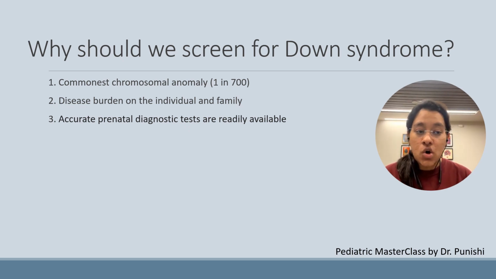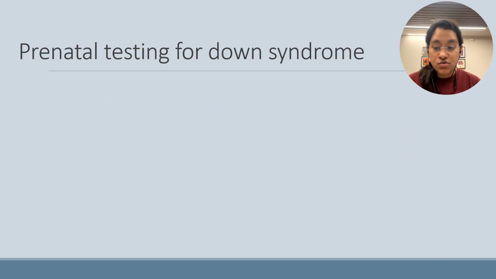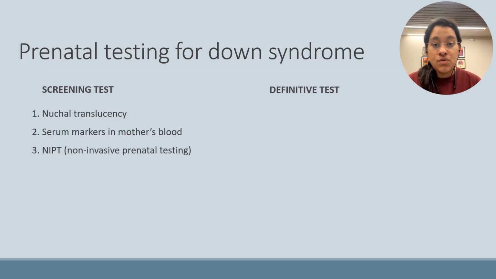So now if we stress on the prenatal testing for Down syndrome, we have two types of tests available. One is the screening test and one is the definitive test. So screening again can be divided into three types of tests. The first one is nuchal translucency, which is an ultrasound marker. The second one is serum markers in the mother's blood. And the third interesting and the recently developed test is the NIPT, which is the non-invasive prenatal testing.